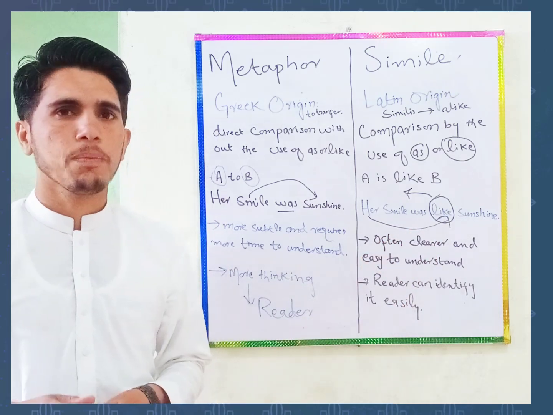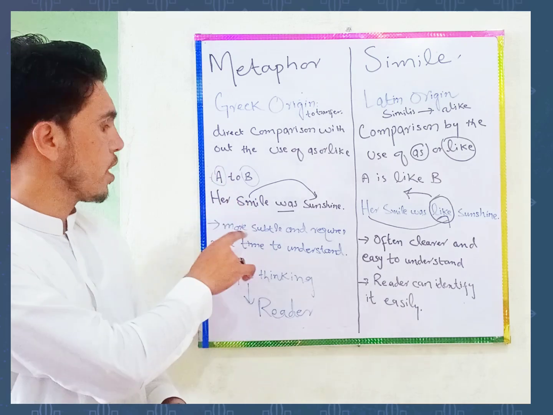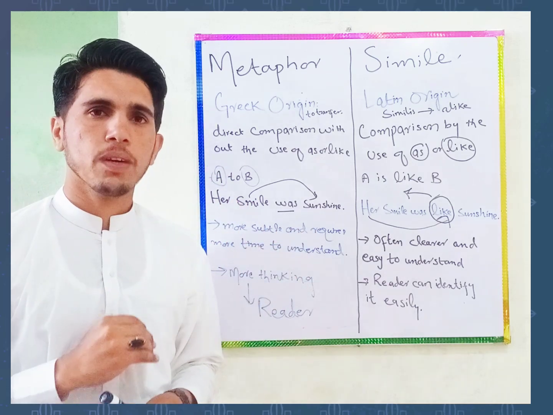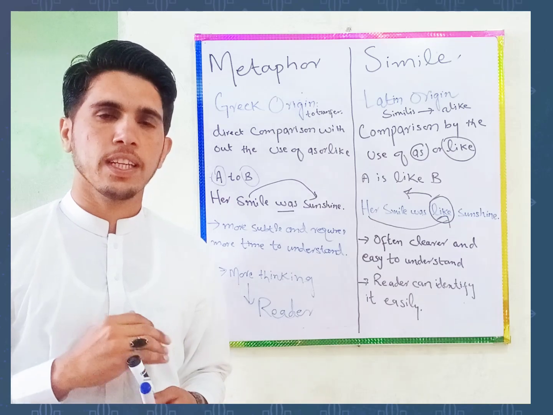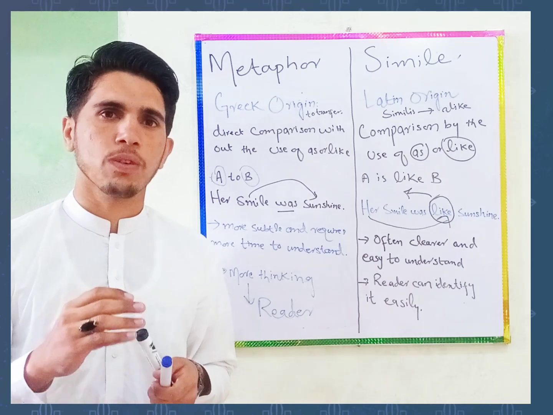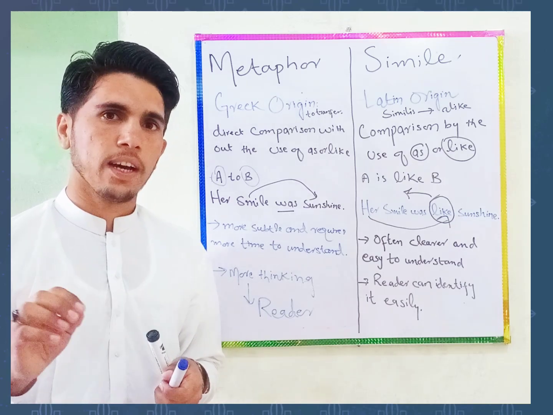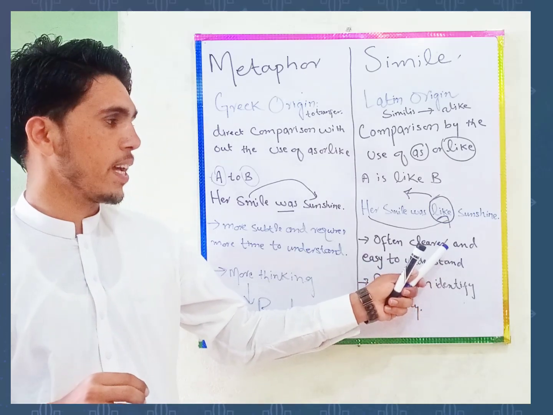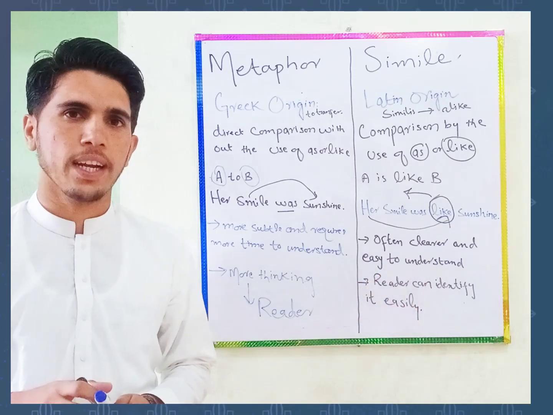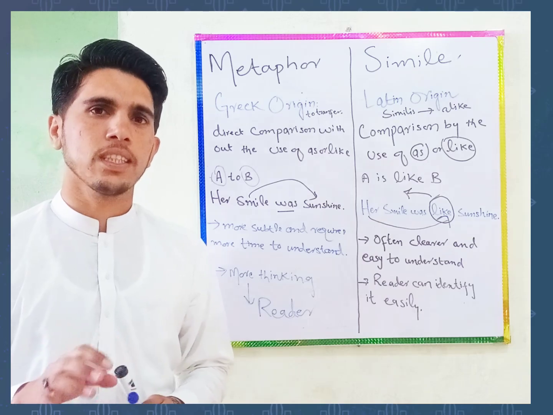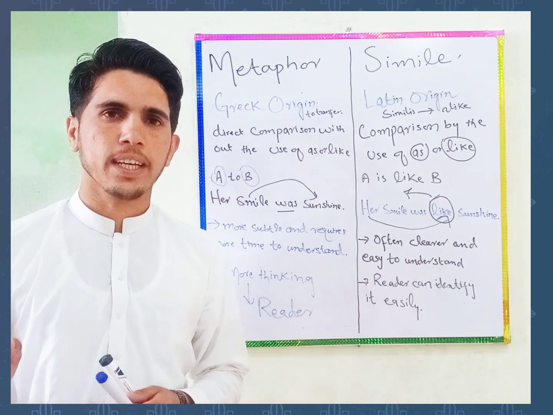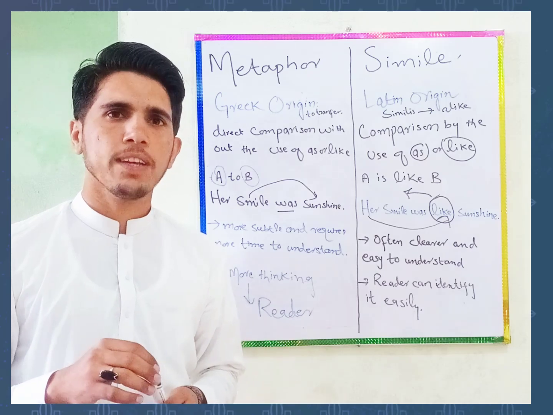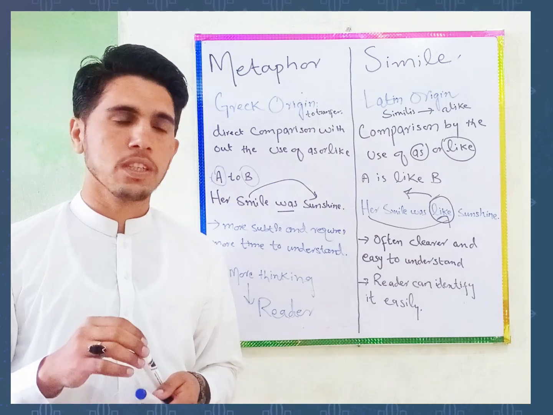Then another point is that metaphors are more subtle and require more time to understand. Metaphors require more time to understand. They are hard to understand or hard to identify, while in the case of simile, they are clear and easy to understand. Similes are clear because they use like or as. When we see these words, we can say that this is a simile. So it is very easy to find out.